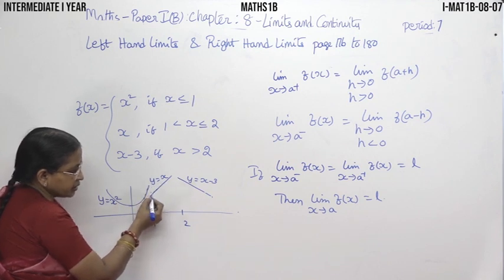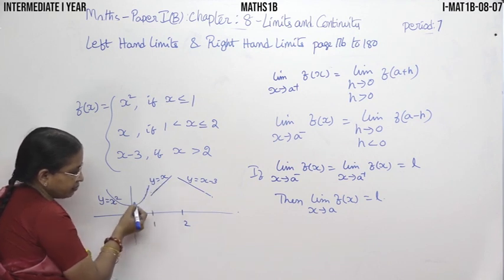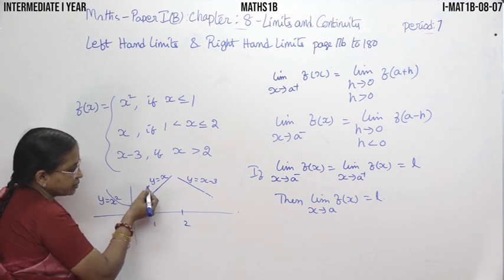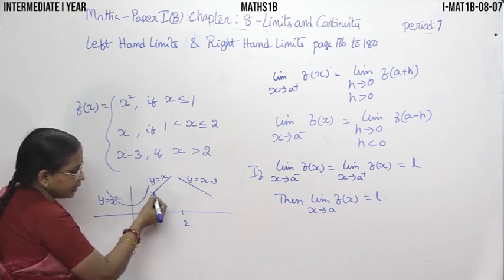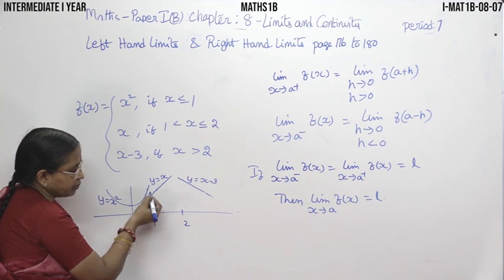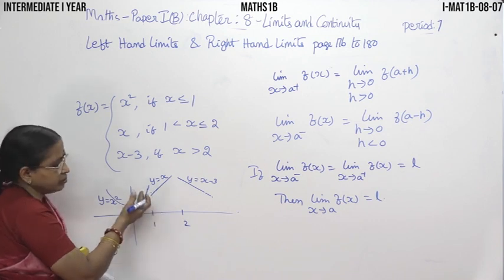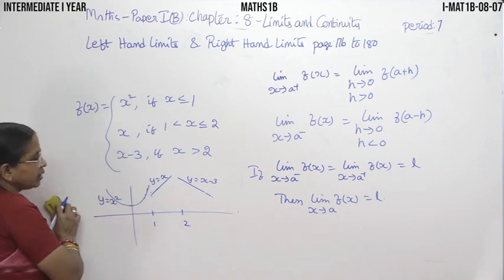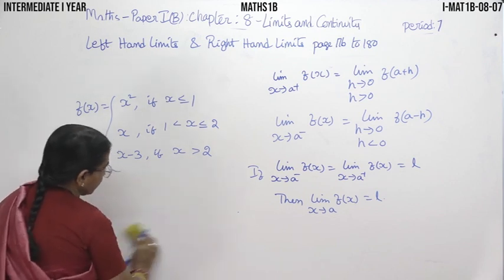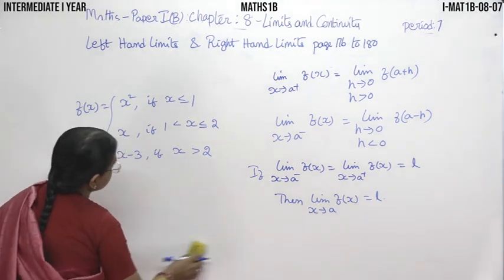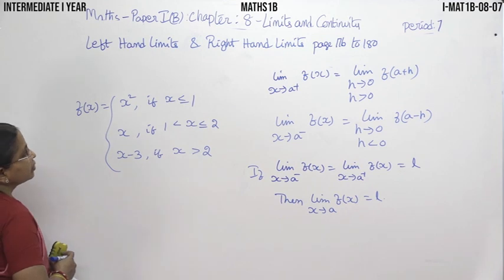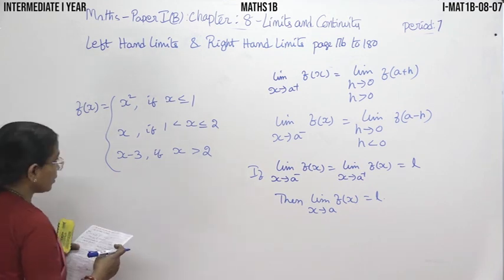It is approaching some number from the left side, and from the right side it is approaching some number. So that means the limit values are not equal, so the limit does not exist. Like that we do. Here we should check whether the left limit and right limit are the same or not.